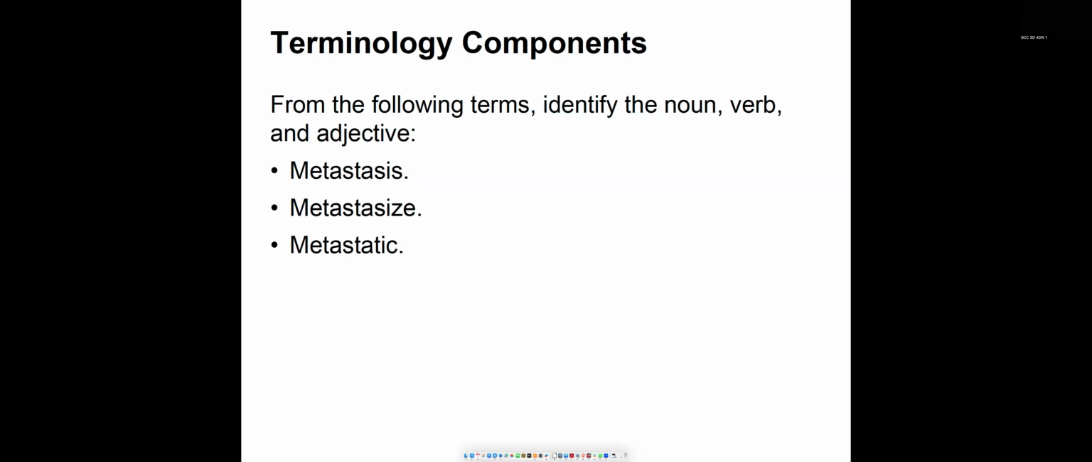Let's look at terminology components. From the following terms, identify the noun, verb, and the adjective. So metastasis, first, is going to be the noun, which is the term referring to the spread of cancer cells. Metastasize, that would be the verb. To metastasize means to spread cancer. Example, the cancer has metastasized to the liver.